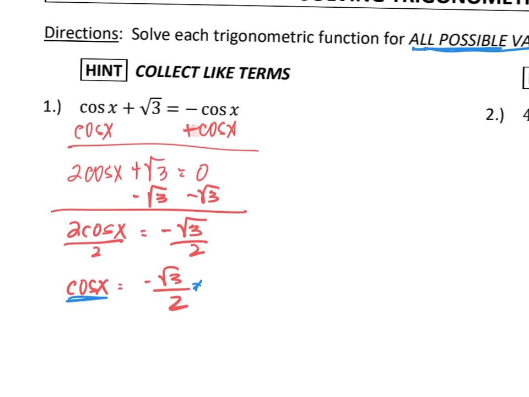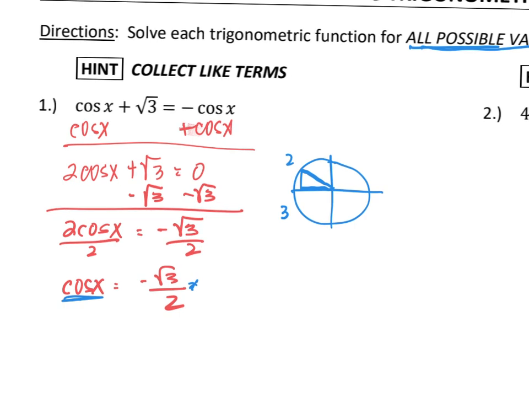So, okay, let's think about this. Sometimes I draw a unit circle out, or I just think about it in my head. If cosine is negative, it's going to be in quadrant 2 or 3. And negative root 3 over 2 means that the horizontal value is longer. So I am going to go with, there's like a 30-degree angle here.